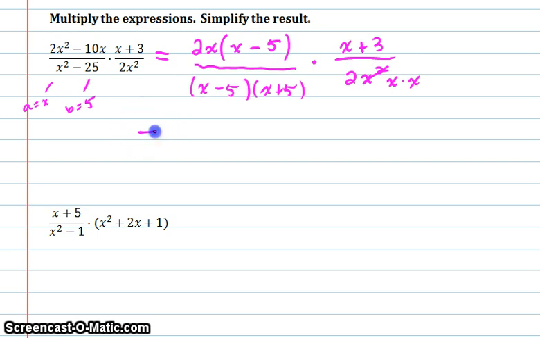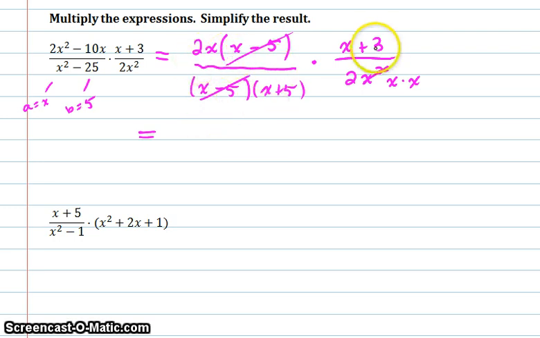Now we want to multiply across. Before we do that, actually, if you see that you can cancel anything right away, like an x minus 5 here and an x minus 5, go ahead and do that, okay? It doesn't matter if you do it now or in the next step, you're still going to get the same answer. So you're making it easier for yourself, less writing if you cancel it now.